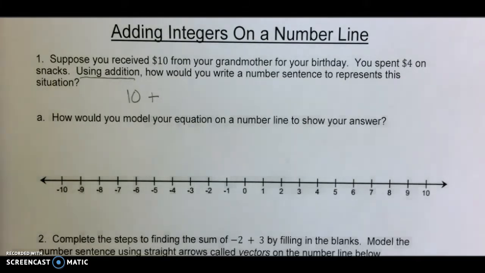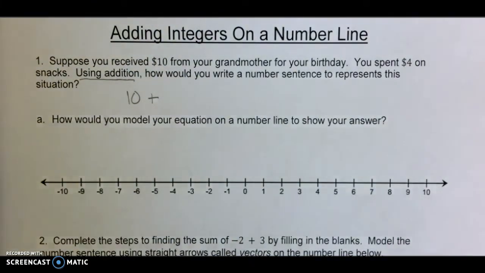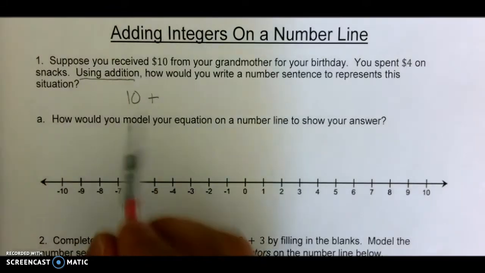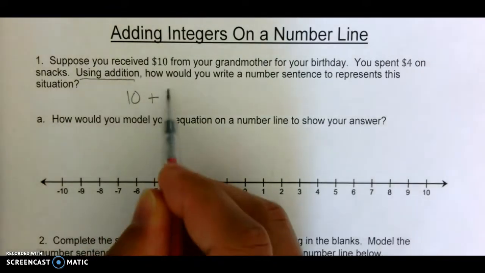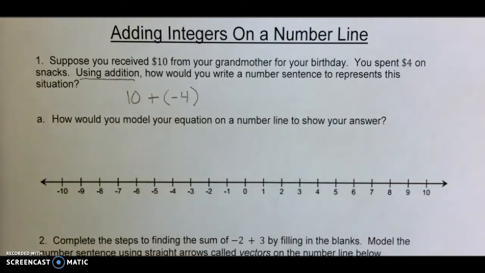And now we have to think about how we would show spending $4 on snacks. Well, if we spend money, that means that we're going to end up losing money. And so we're going to have to use a negative number to represent this. So with my 10, I'm going to add a -4 to represent that I have spent $4 on snacks. And now the question is, how would you model your equation on the number line so that we could show what our answer would be?